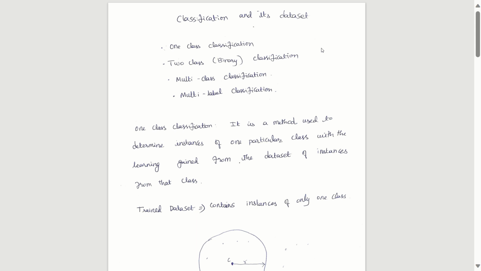I am Prasanna. In this session, we'll discuss four different classification types: one class classification, two class binary classification, multi-class classification and multi-label classification. Let's look at one class classification first.